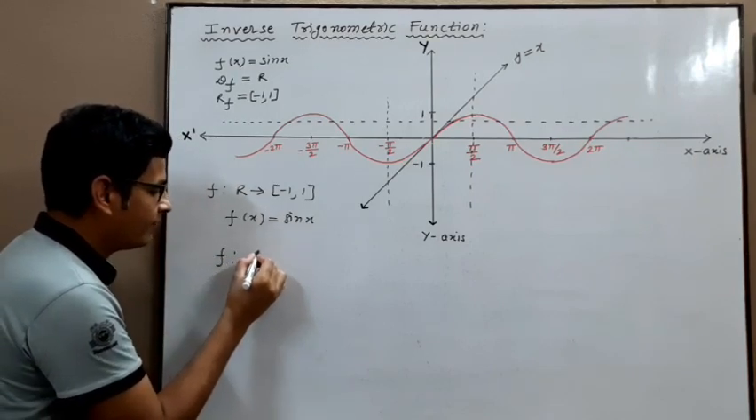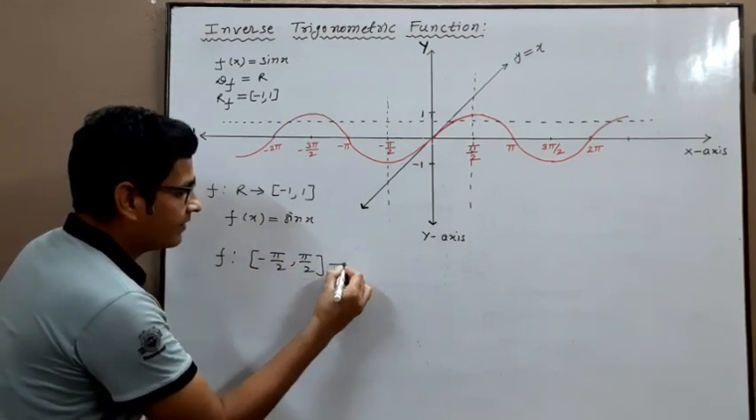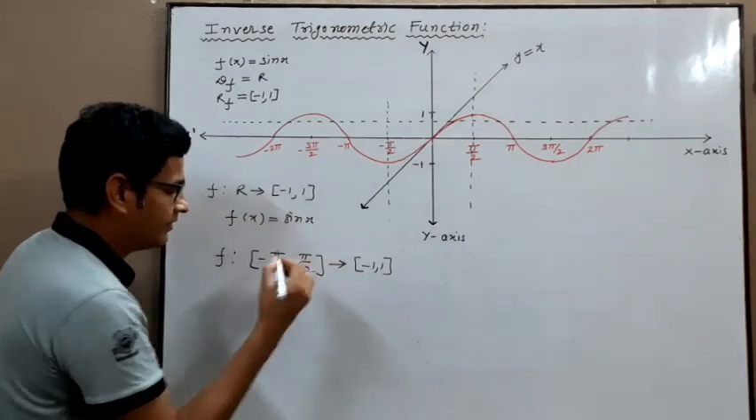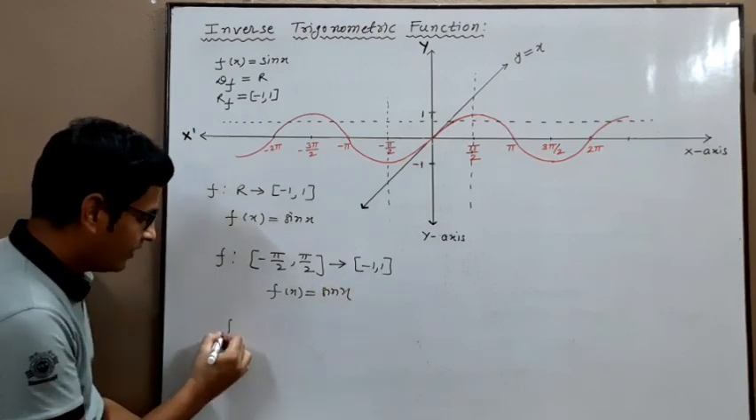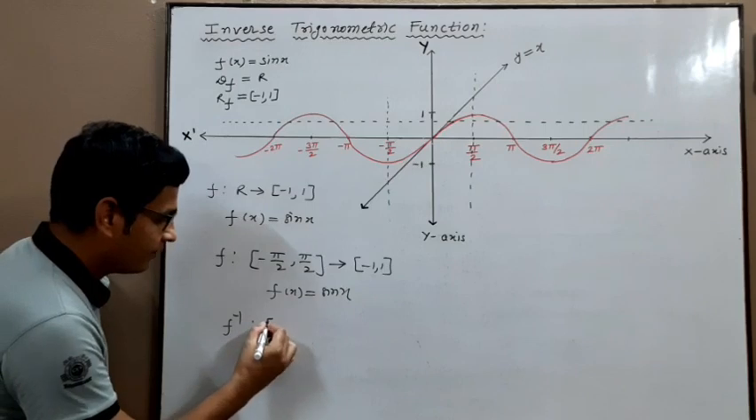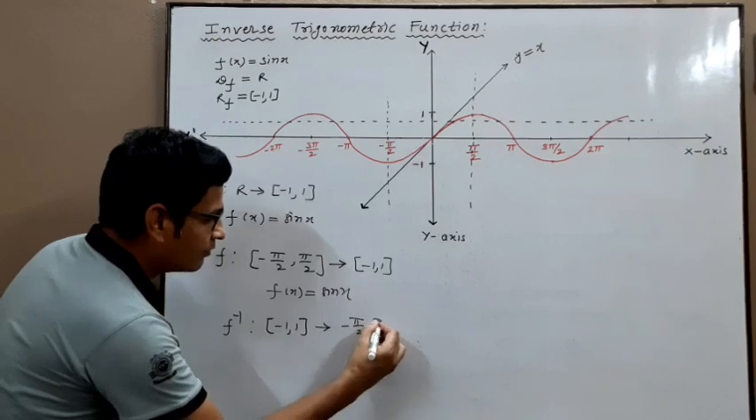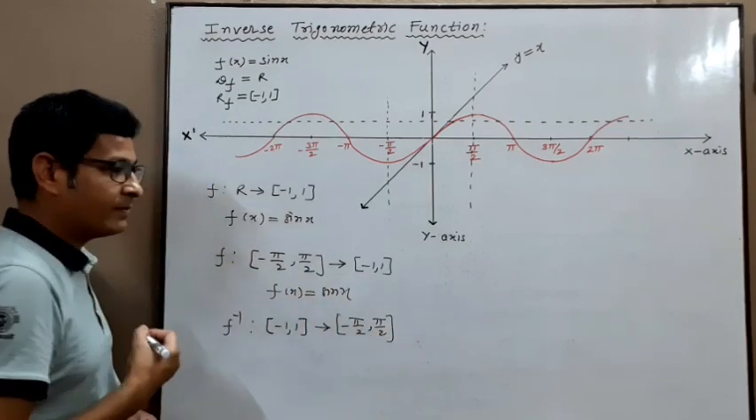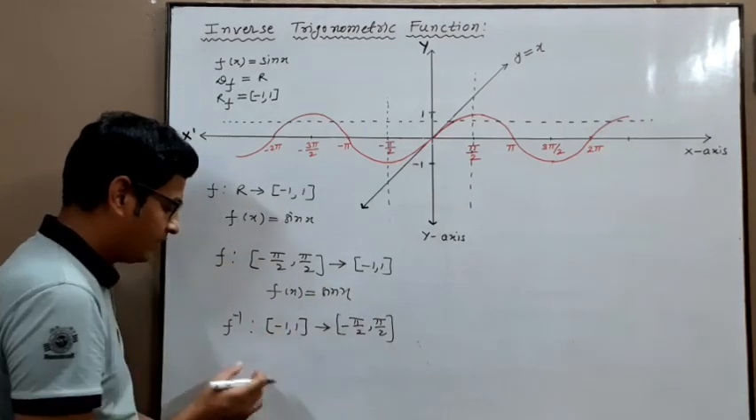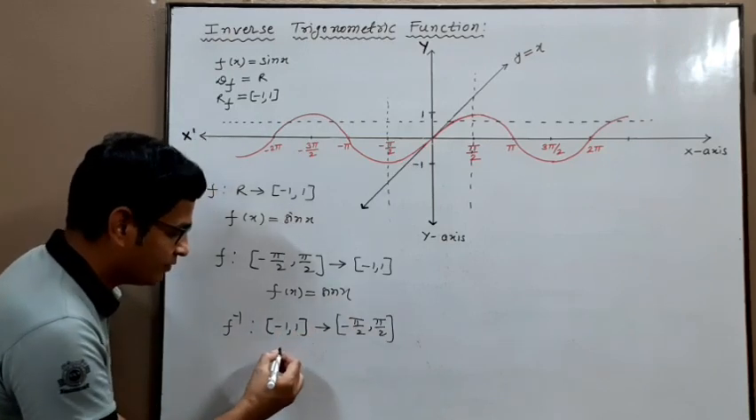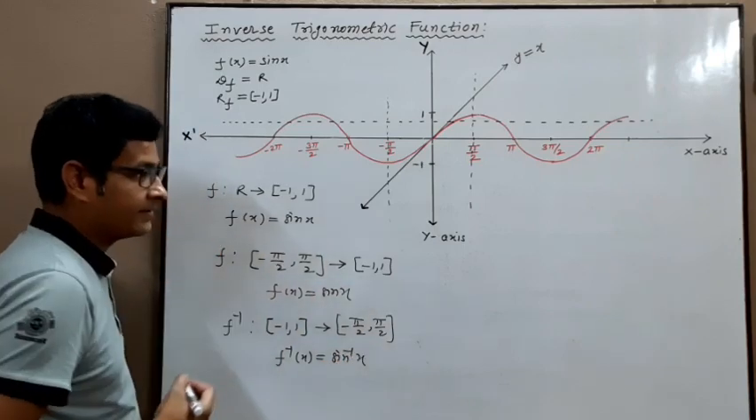So f is a function from -π/2 to π/2 to -1 to 1 defined by f(x) equal to sin x, which is one-one and onto. Therefore f inverse is a function from -1 to 1 to -π/2 to π/2. By the definition of the inverse function, if f is a function from A to B, then the inverse is a function from B to A. So f inverse from -1 to 1 to -π/2 to π/2 is defined by f inverse of x equal to sin inverse x.